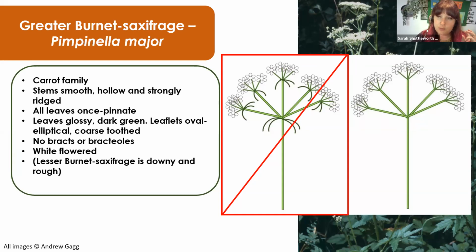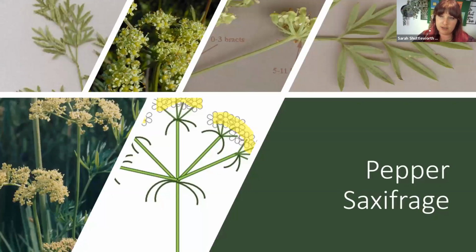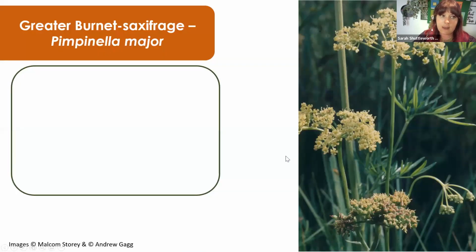And the other one that it could be confused with is lesser Burnet-saxifrage. However, that is a downy and rough plant generally, and also just slightly smaller. So another one that's in the carrot family and sort of similar when you don't see it flowering is, I'm afraid I forgot to change the title on that, sorry about it.